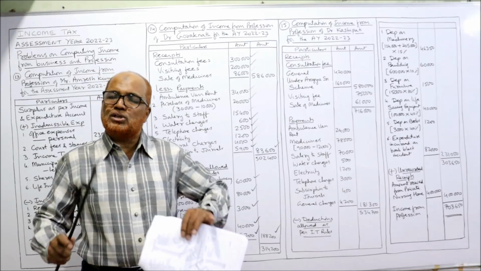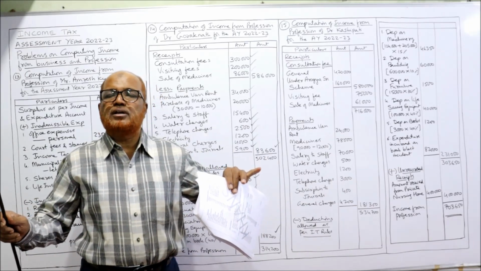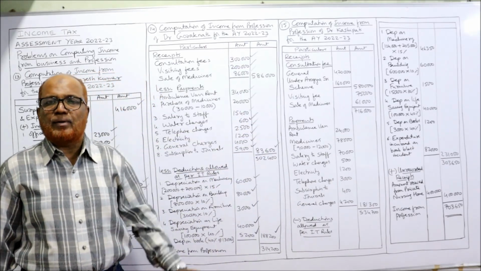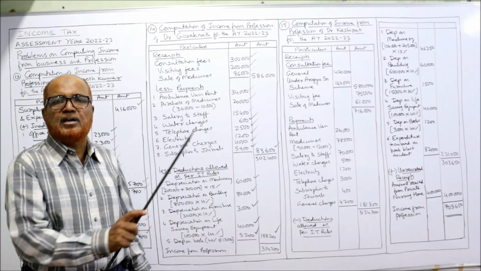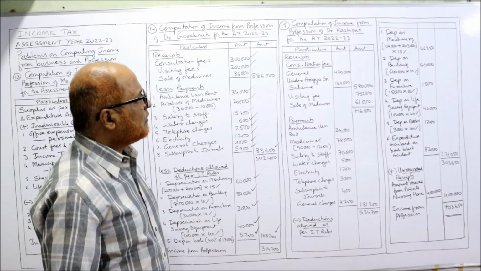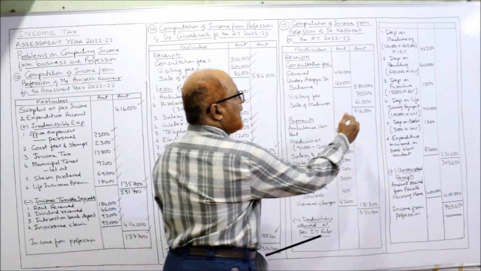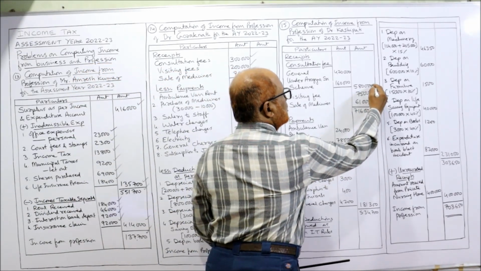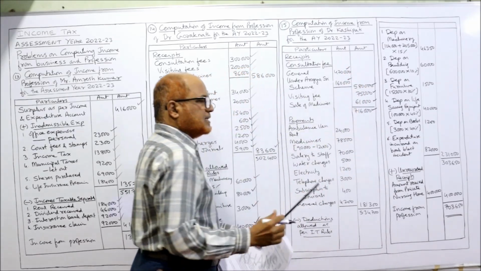Interest on bank deposit, that is also not a professional income. It is taxable under income from other sources. Only in the working note you write it down. Now I am coming to the payments. So the total of receipts we have completed. That comes to 7,60,000. So these are the items we have already considered.